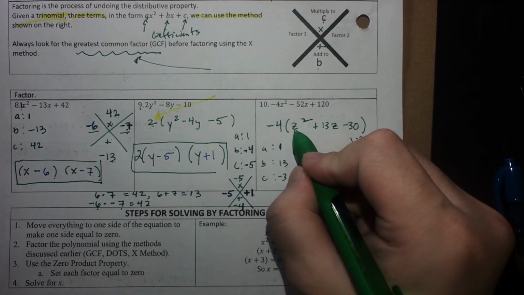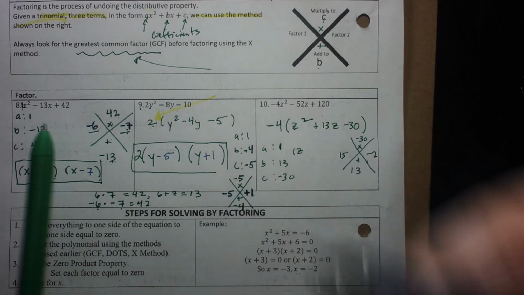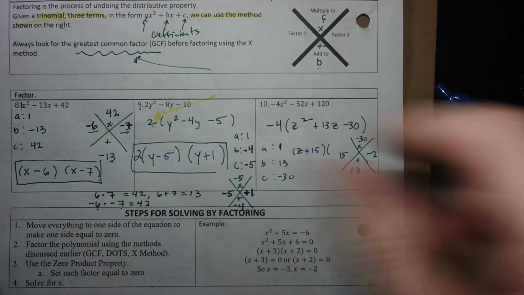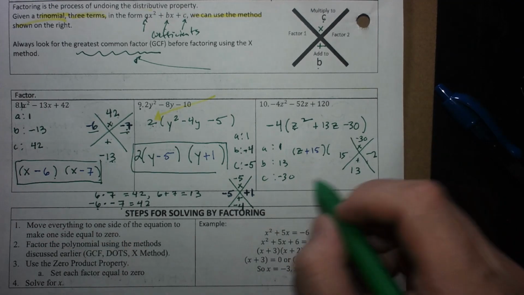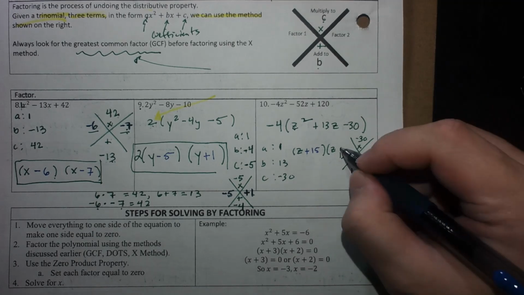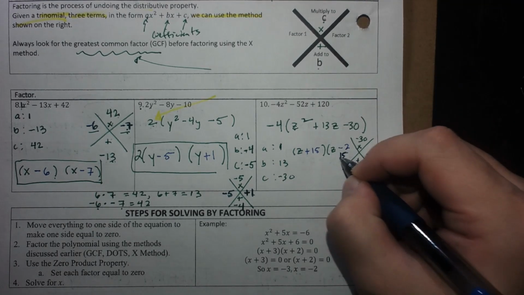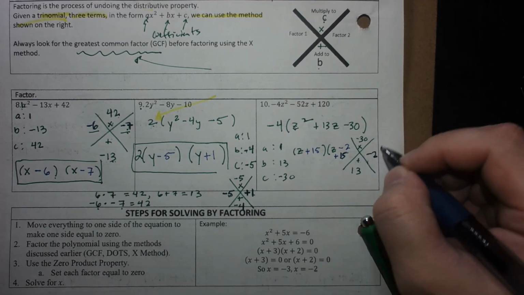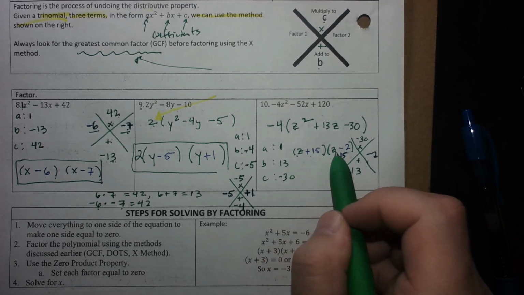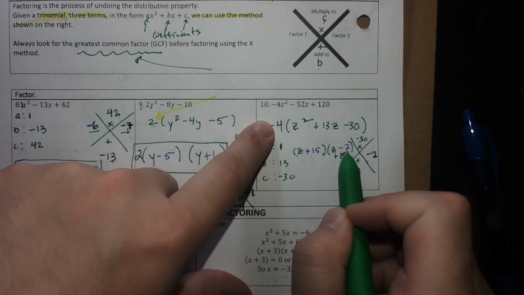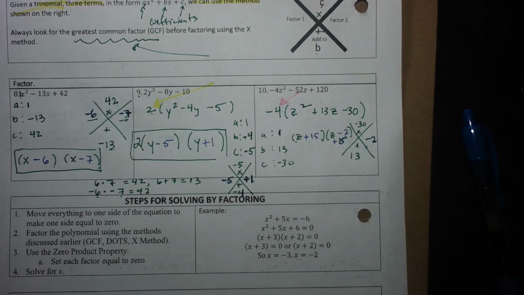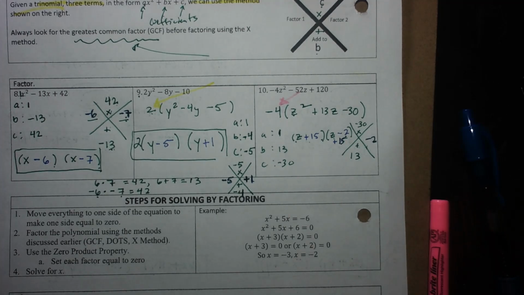So the variable is Z. So Z plus 15 times Z minus 2, right? Here's positive 15, and here's -2. So we have Z plus 15 times Z minus 2, and don't forget, we have the -4 there, okay? So that's going to be part of our answer.